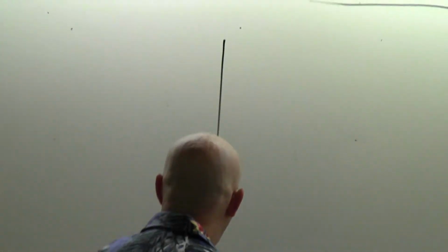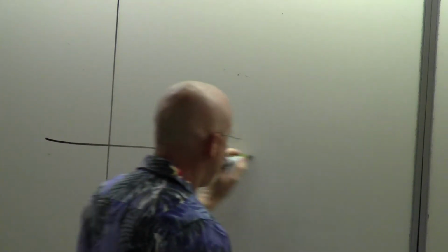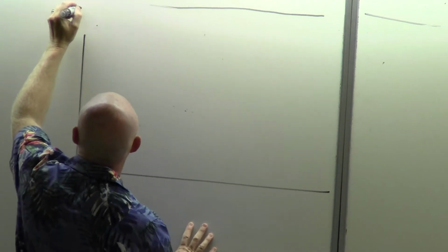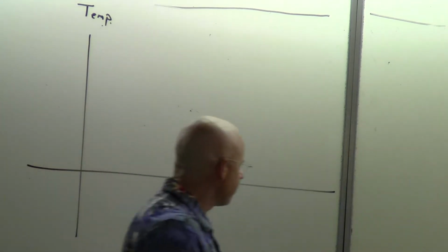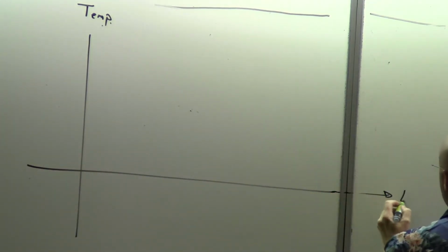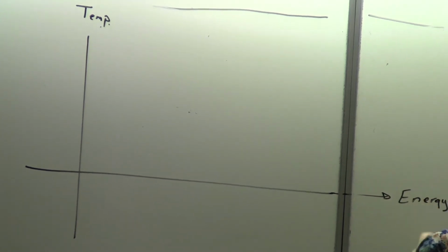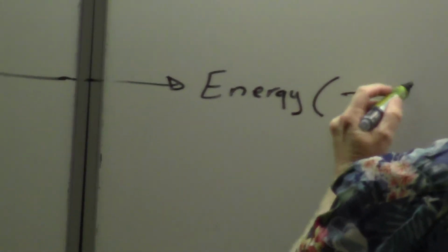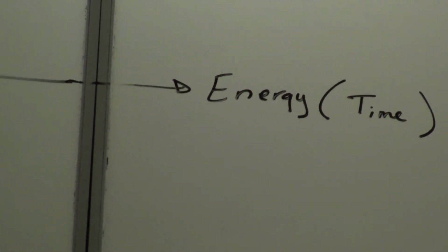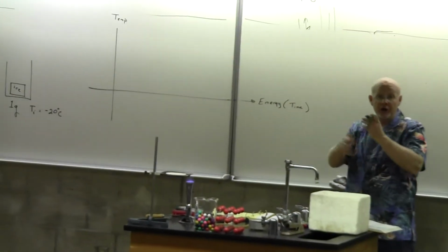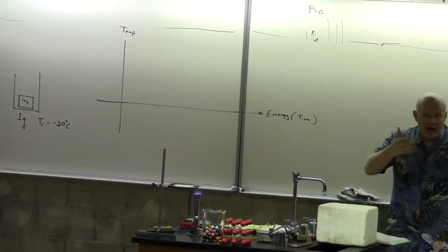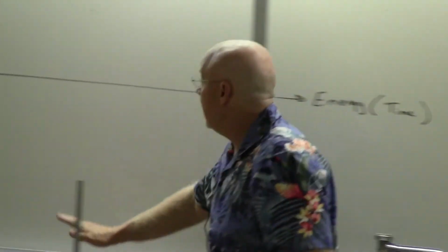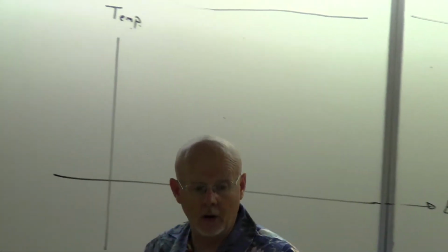Because if I make a plot and I put temperature on the vertical axis, and on the horizontal axis I put the energy that I add to it, and I'll just say time, because what I'm going to do is just put it under the flame, and that little burner is going to be adding a certain amount of energy. I don't know exactly what the number is, but every second it's adding the same amount of energy. And so as time goes along, the energy is getting more and more. And so it'll look something like this.